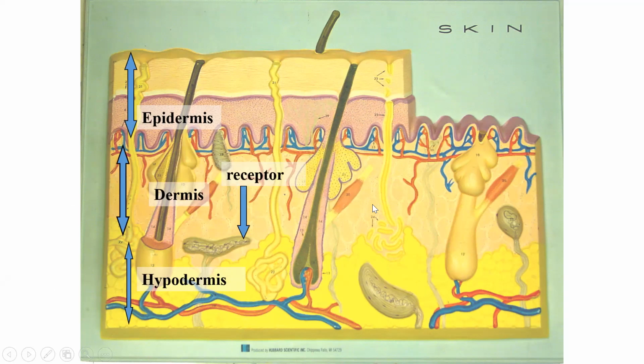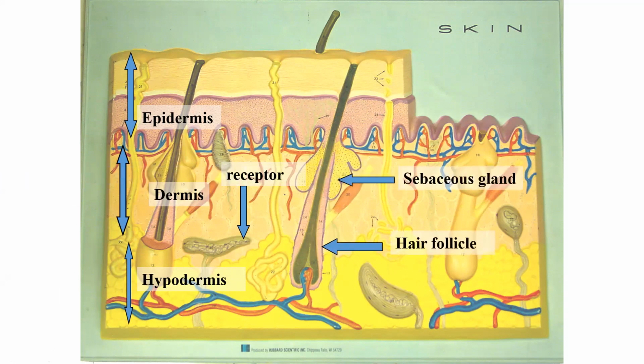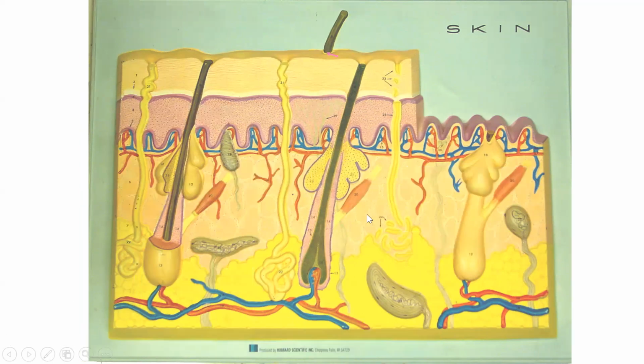Receptors for touch, pressure, and pain are located in the dermis. There's a hair follicle right there, an oil gland to lubricate our hair follicles, keep them from getting brittle and stay flexible. Also to help lubricate our skin. This is a sweat gland down here with an opening called a pore right here. Adipose tissue there. Now, moving on.